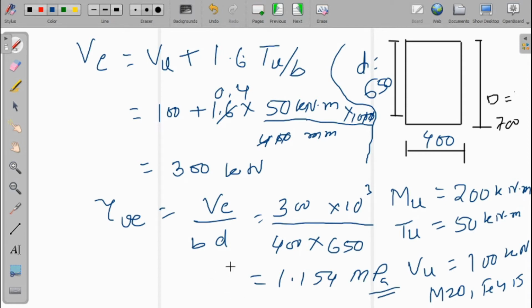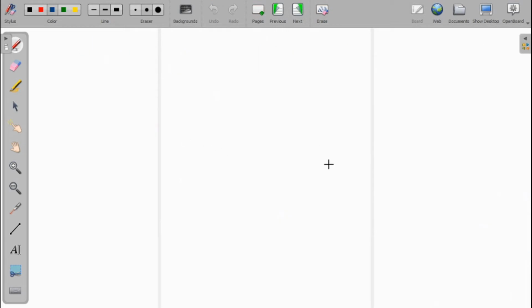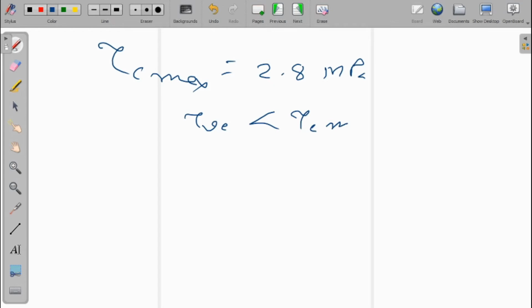Now we have to check this tau Ve with the maximum tau c max. If you go to the code book, you will find tau c max for M20 grade of concrete. That value is given in the code book in table number 20, that is 2.8 MPa. So what we got, tau Ve is less than tau c max, so that is accepted. First of all, it is okay.